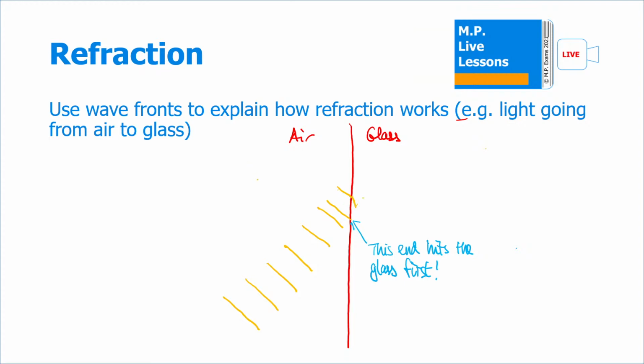Eventually, what you get are some waves going in a slightly different direction. So if we draw the actual direction in the middle, like this, they kind of go in this path. That's what refraction is.